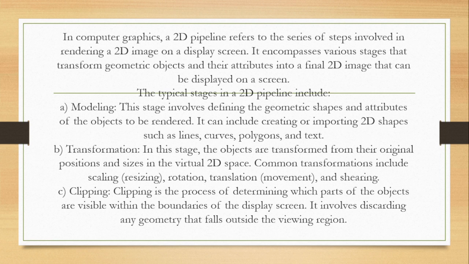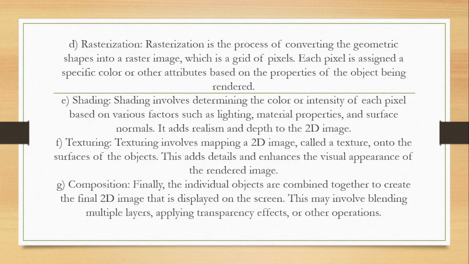The third one is clipping. Clipping is the process of determining which parts of the object are visible within the boundaries of the display screen. It involves discarding any geometry that falls outside the viewing region. The next one is rasterization. Rasterization is the process of converting the geometric shapes into a raster image, which is a grid of pixels. Each pixel is assigned a specific color or other attribute based on the properties of the object being rendered.